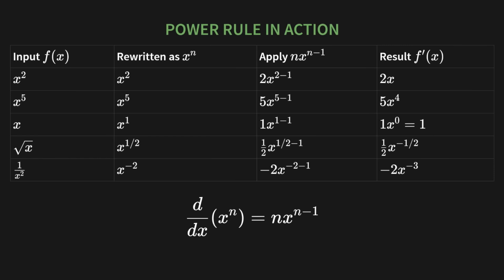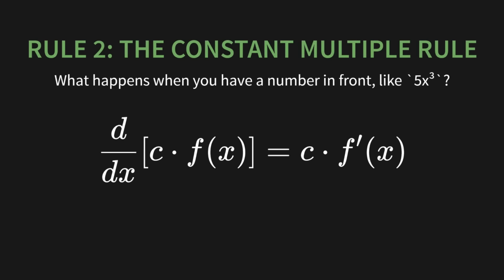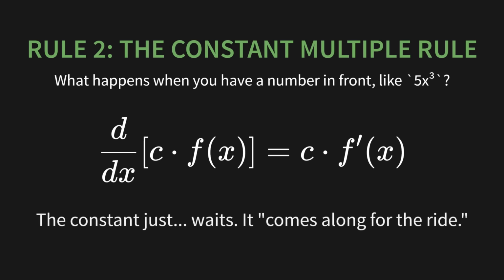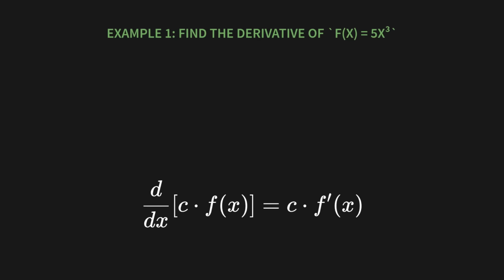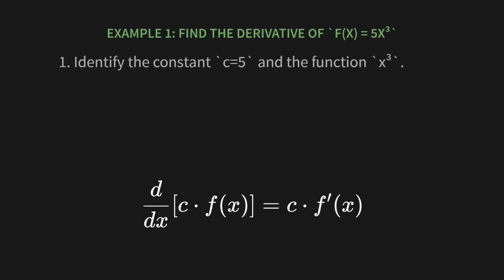Alright, on to rule 2, the constant multiple rule. What happens when you have a number in front, like 5x cubed? The rule is d over dx of c times f of x equals c times f prime of x. The constant just comes along for the ride. Let's do a quick example. Find the derivative of f of x equals 5x cubed.